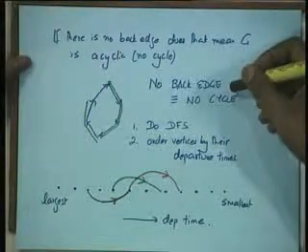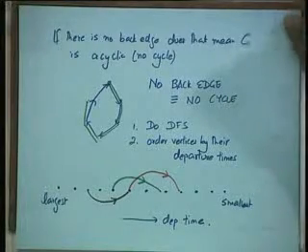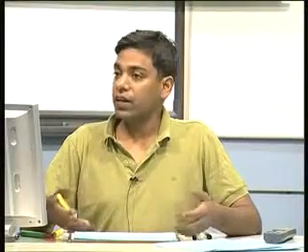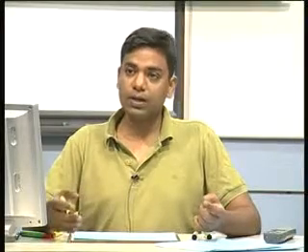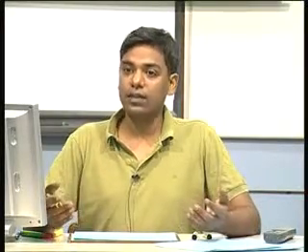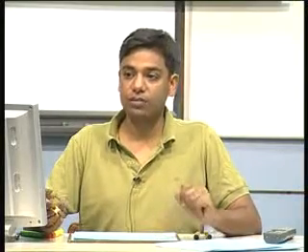If there is no back edge in the graph, then there is no cycle. If there is a back edge, then there is a cycle. So all you have to do is do a DFS. If at any point you encounter a back edge, you declare that the graph has a cycle. If you are able to finish your depth first search without encountering a single back edge, then you declare the graph is acyclic. Okay? What is an acyclic graph? An acyclic graph is a graph which does not have a cycle.